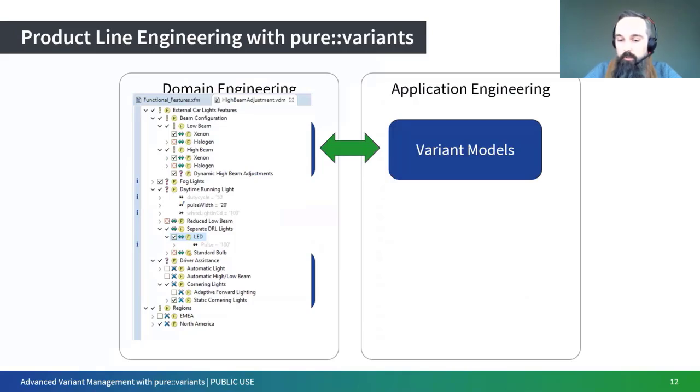Pure Variants is supporting you through this process with real-time feedback and letting you know if the variant you are configuring is in a valid state and is helping you to determine which other features must be part of the variant or can no longer become part of this variant based on your previous decisions.